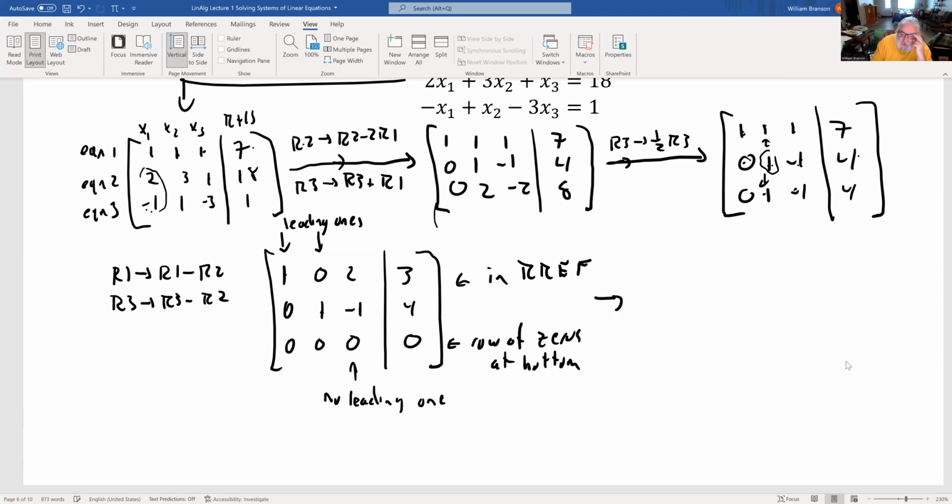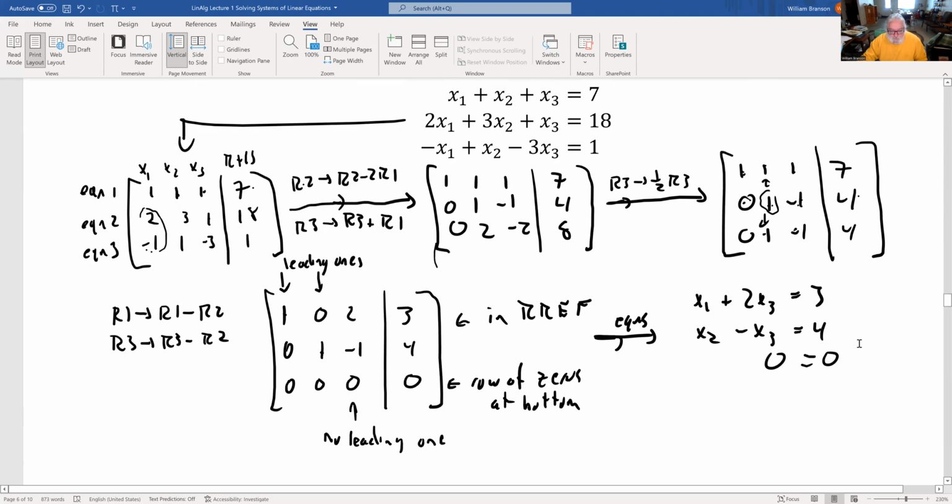So if we turn this back into equations, what do we end up with? X1 plus 2x3 equals 3. X2 minus x3 equals 4. And then the last equation is 0 equals 0. So there's our 3 equations. What are the solutions? Well, there are lots of possible solutions.